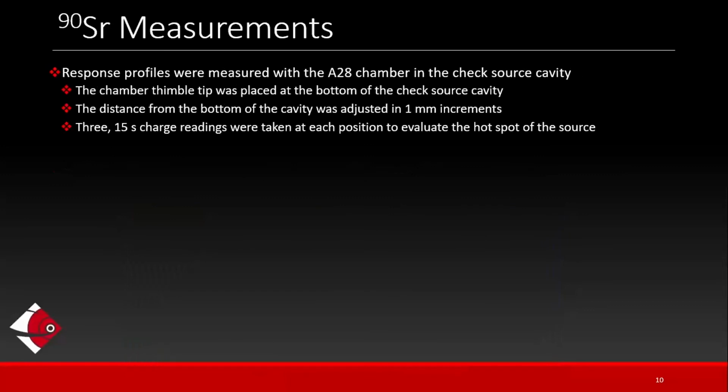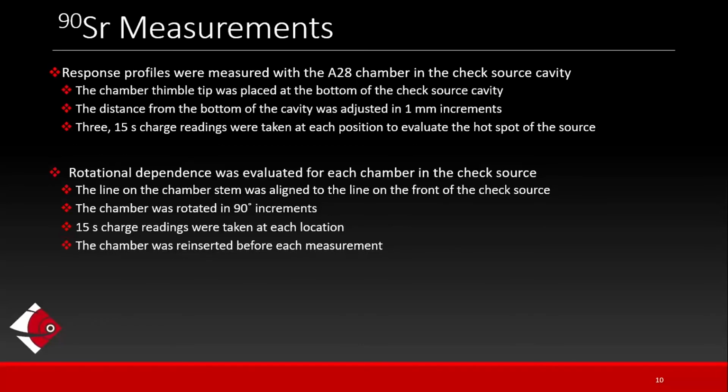The first check was the response profiles taken with the A28 chamber. This chamber was used as it has a small volume and is traditionally used for scanning measurements in linear accelerator beams. To start, the tip of the chamber was placed at the bottom of the check source cavity and moved in 1 millimeter increments from the bottom of the cavity. 3 15-second charge readings were taken at each position to determine the hot spot of the source.